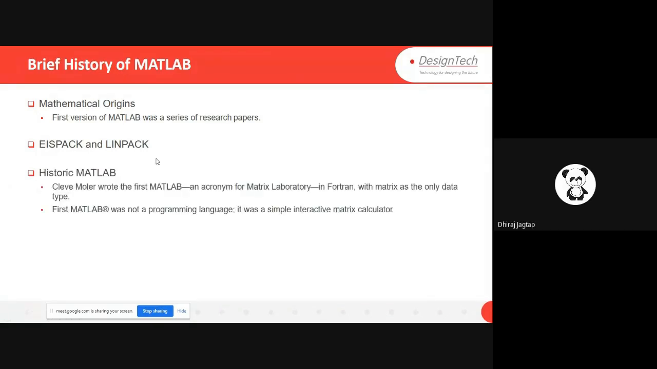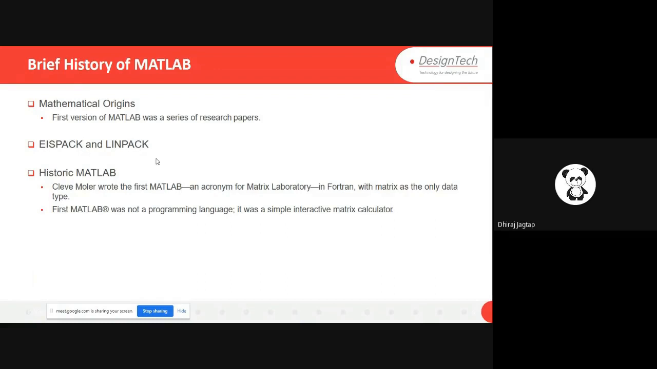Further, Mr. Cleve Moler, the founder of MATLAB software, gave his project to his friend, whose name was Jack Little. He started working on MATLAB, and further Cleve Moler wrote the first MATLAB. He took the name from the acronym of Matrix Laboratory. It was written in the Fortran language.